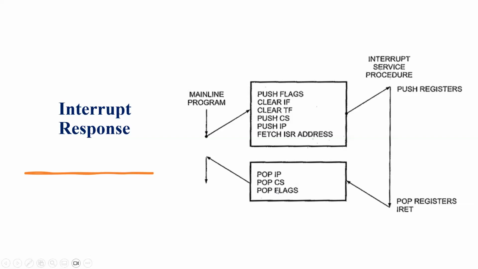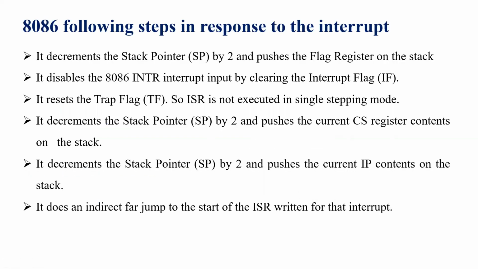In reverse order, these values are retrieved from the stack, because we know that the operating principle of the stack is last in, first out. At the last, I pushed the IP value, so I am first to retrieve the IP value from the stack. Before that, I pushed the CS value, so later I pop the CS value. At the beginning, I pushed the flags value, so at the end I pop the flag values. Like this, our processor provides service for interrupts.